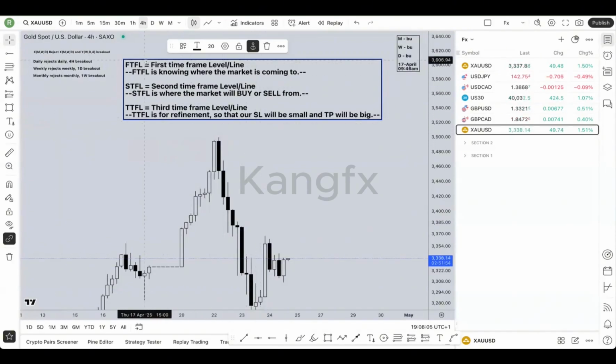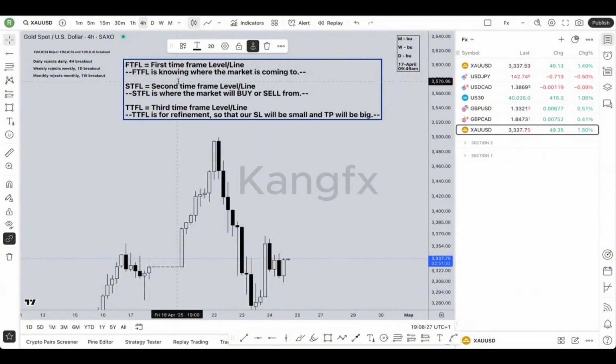So we are going to start with the FTFL first. First time frame line or first time frame level. And we always get our first time frame line or level immediately a storyline is set, or on continuation after a storyline has been set already. So I'll repeat that again.